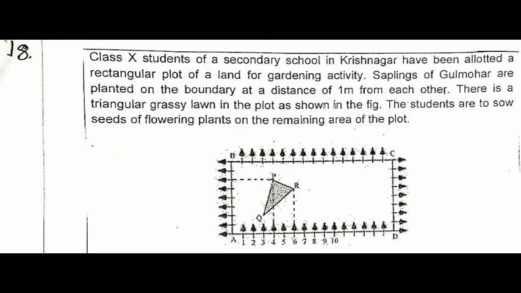Question 18. Class 10 students of a secondary school in Krishnanagar have been allotted a rectangular plot of land for gardening activity. Saplings of gulmohar are planted on the boundary at a distance of 1 meter from each other. There is a triangular grassy lawn in the plot as shown in the figure. The students are to sow seeds of flowering plants on the remaining area of the plot. Considering A as the origin, answer the questions 1 to 5.